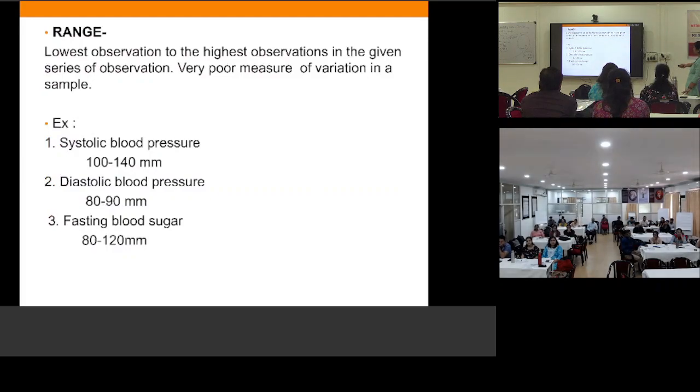So range, very simple thing, lowest observation to the highest observation in the given series. Maximum value minus minimum value. Very poor measure of variation in a sample. क्यों? क्योंकि सैंपल में आप जनरली थोड़ा सिमिलर कैरेक्टरिस्टिक पीपल, कल बोला था कन्फाउंडिंग नहीं होना चाहिए, मैचिंग होना चाहिए, थोड़ा सिमिलर रहना चाहिए. So it's not a very good measure of variability. It is simply the difference between maximum and minimum.